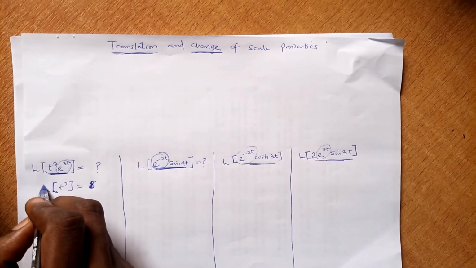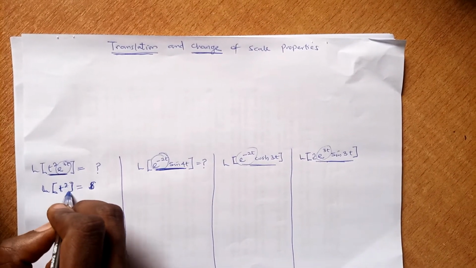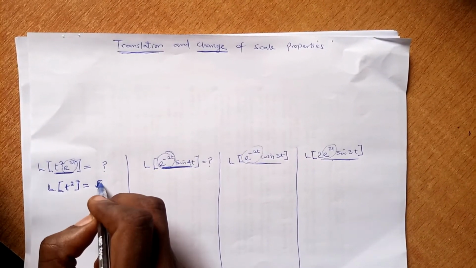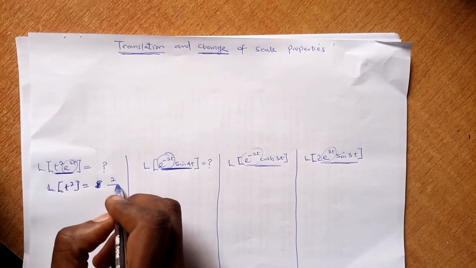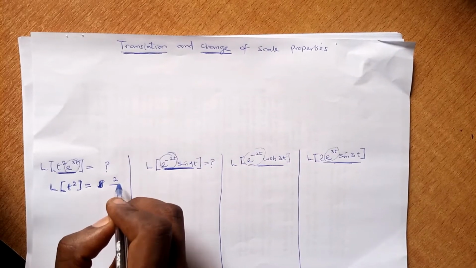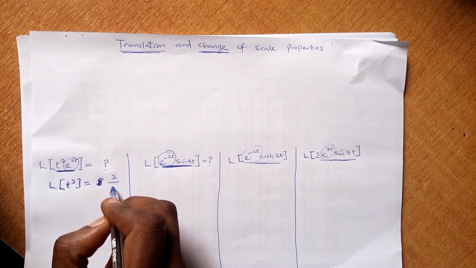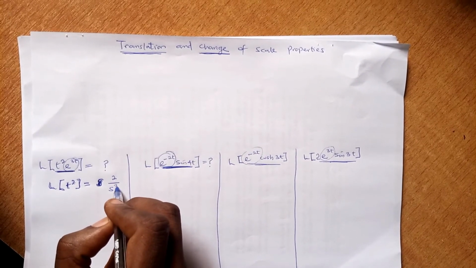Can you see it? Because the only thing we need to know here is this. We need to find the Laplace transform of what? Of t squared. And we already know that the Laplace transform of t squared is what? It is 2 factorial over x to the power 2 plus 1, that's x cubed.